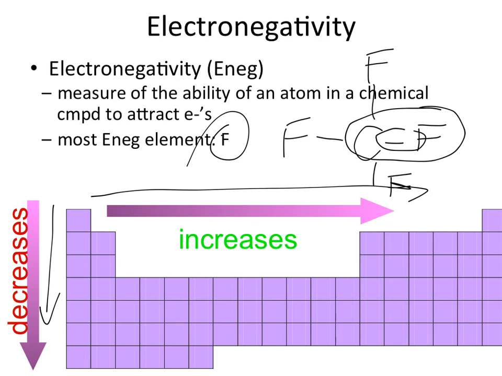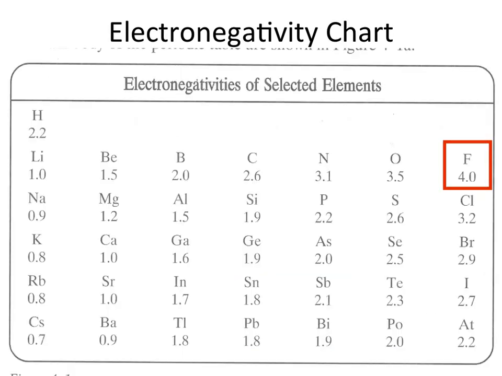The desire of that atom to pick up additional electrons, to hold on to electrons or pull electron density towards it, is definitely diminished. Here's a little chart with electronegativity values. Notice going from left to right, we are getting closer to fluorine. Our electronegativity values are increasing. And pretty much the same thing is true going from top to bottom. We're going to see a decrease in electronegativity values. They don't really want to have electron density pulled towards them.